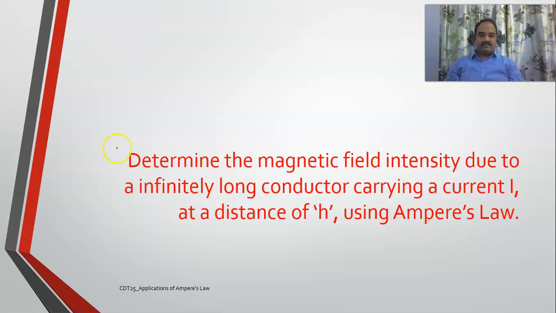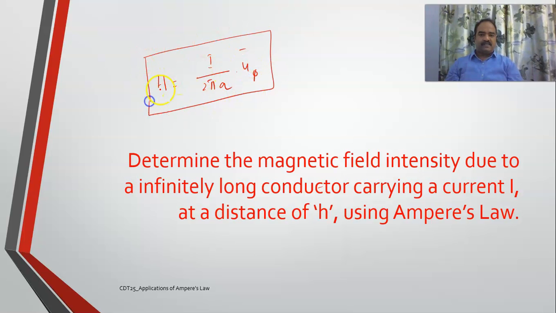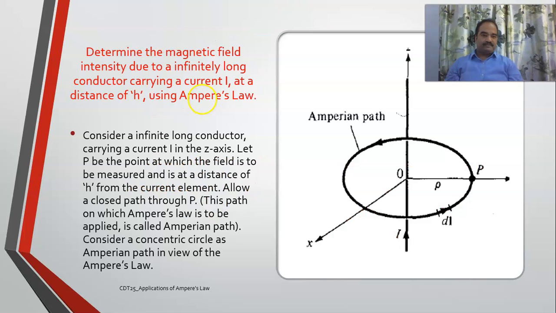The very first problem: determine the magnetic field intensity due to an infinitely long conductor carrying a current I at a distance of h using Ampere's law. We have done this problem in other ways and we have determined that H is equal to I by 2 pi h. Now we will try to develop this equation using Ampere's law.